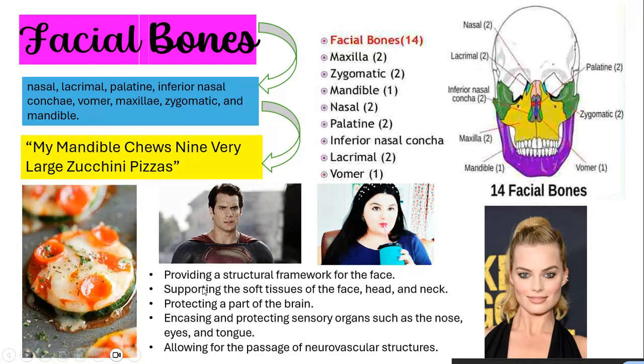What do facial bones do? Providing a structural framework for the face, supporting the soft tissues of the face, head, and neck, protecting a part of the brain, encasing and protecting sensory organs such as the nose, eyes, and tongue, allowing for the passage of neurovascular structures. So it plays a very important role.